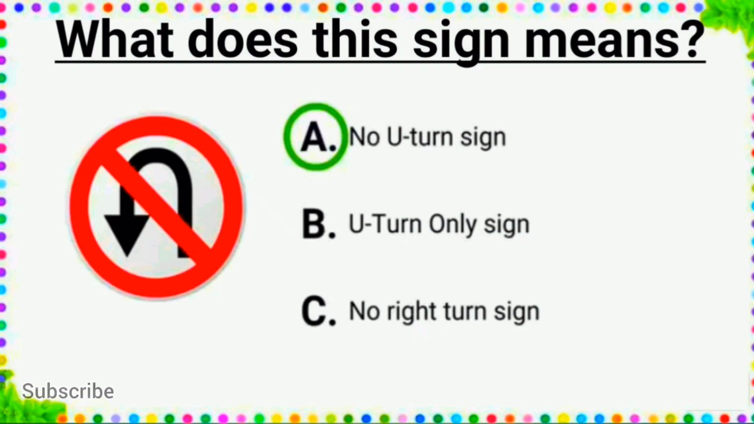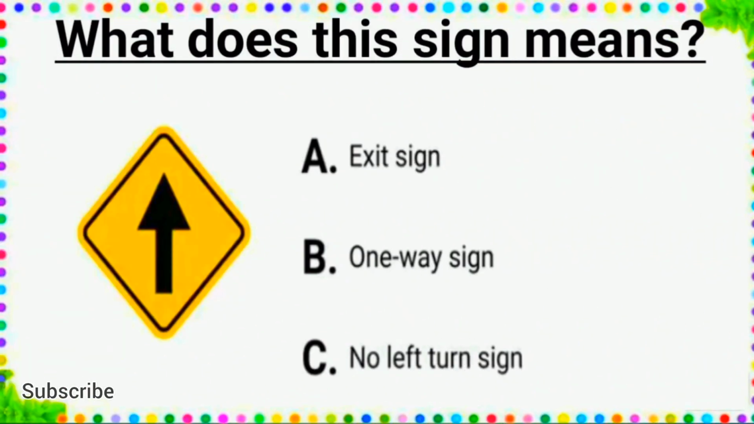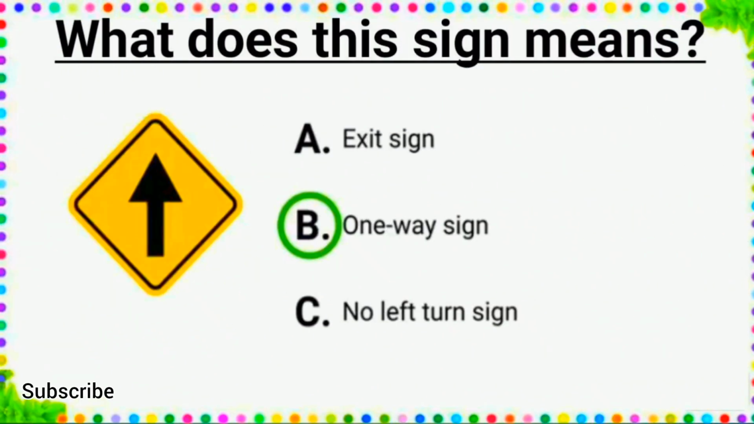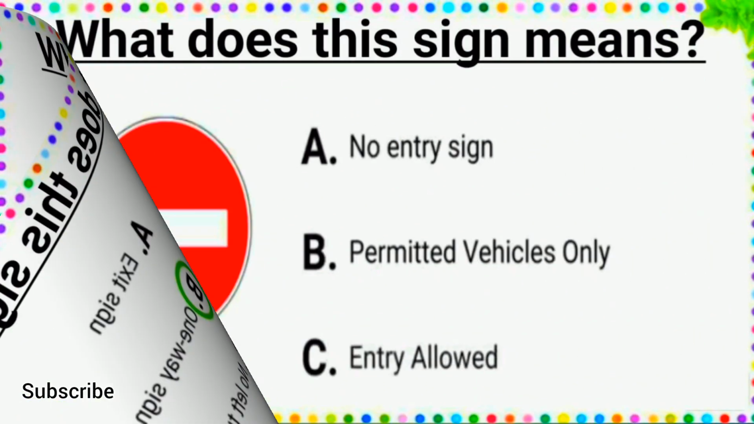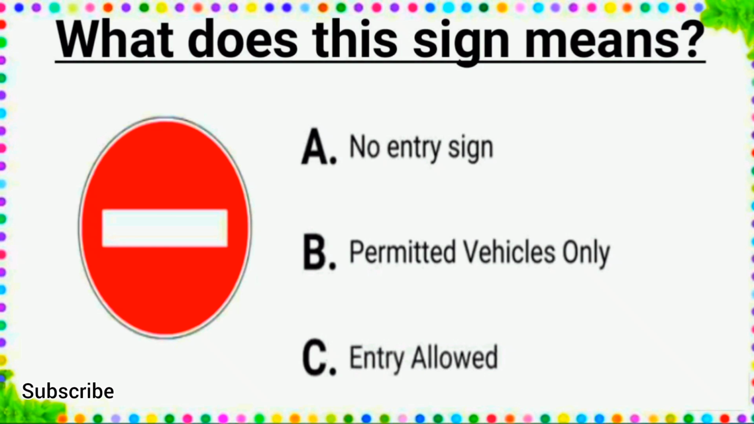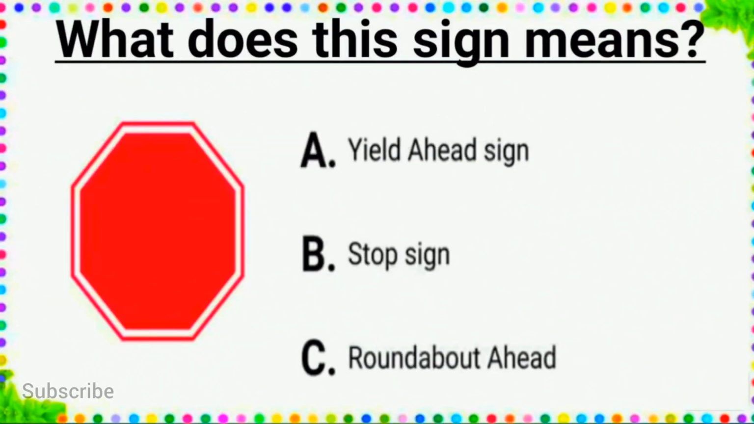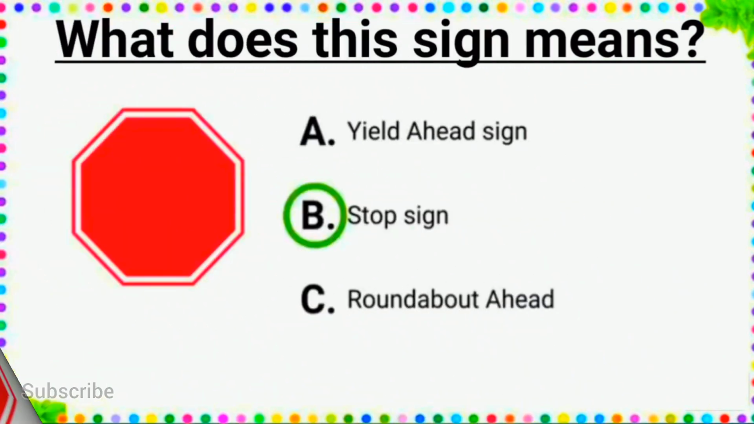No U-turn sign. What does this sign mean? A, B, C. Correct answer B option. One-way sign. What does this sign mean? A, B, C. Correct answer A option. No entry sign. What does this sign mean? A, B, C. Correct answer B option.